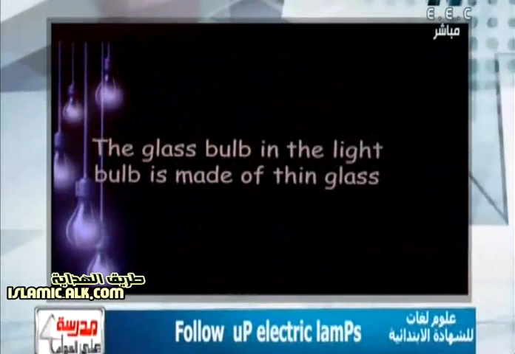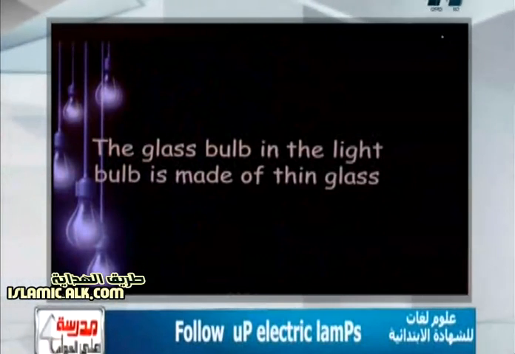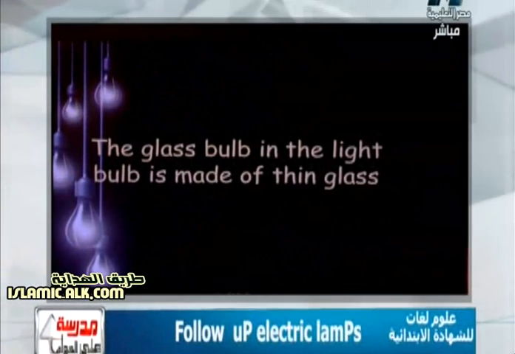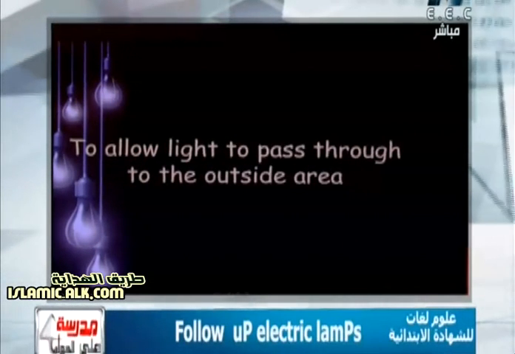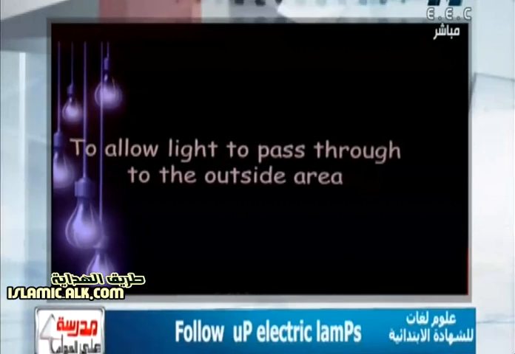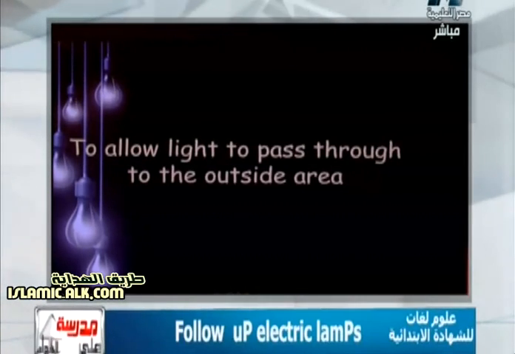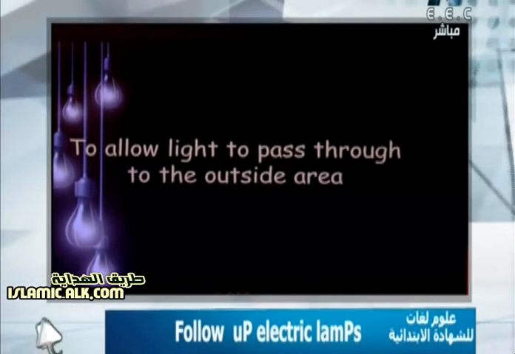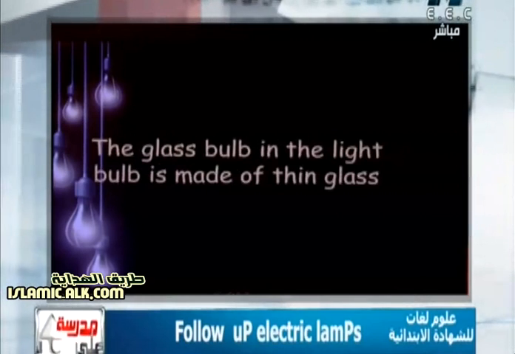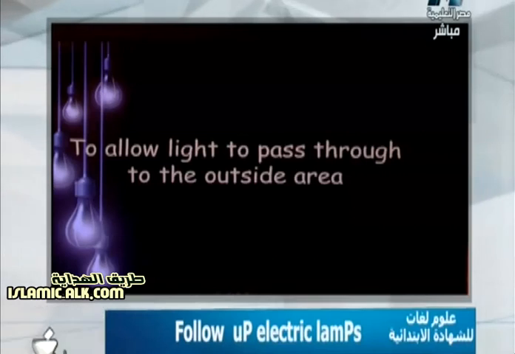Okay, so another give reason question. The question says that the glass bulb in the light bulb is made of thin glass. Surely the answer will be: to allow light to pass through to the outside area. So we must manufacture the glass bulb from thin glass. Why? To allow light to pass through to the outside area.